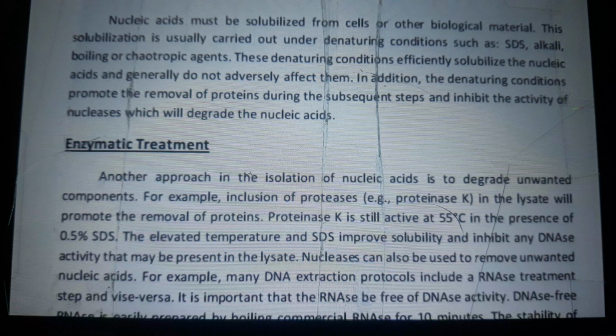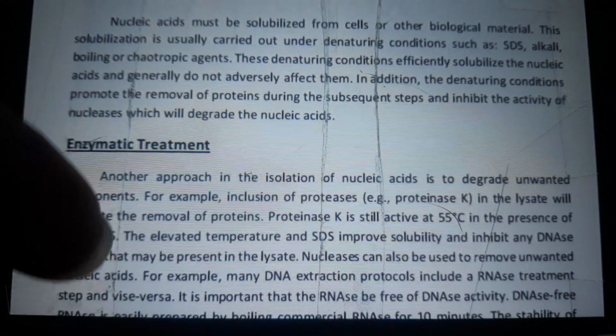Cell lysis. Nucleic acids must be solubilized from cells or other biological material. This solubilization is usually carried out under denaturing conditions such as SDS, alkali, boiling, or chaotropic agents. These denaturing conditions efficiently solubilize the nucleic acids and generally do not adversely affect them. In addition, the denaturing conditions promote the removal of proteins during the subsequent steps and inhibit the activity of nucleases which would degrade the nucleic acids.